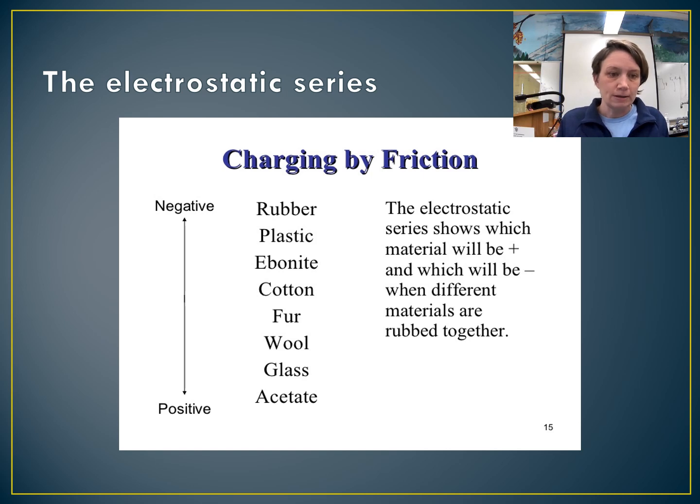So for example, whenever you rub rubber on almost anything, you're going to end up with rubber becoming negative and the other object becoming positive, because rubber really, really likes to grab electrons. On the far end of the spectrum, glass really doesn't care about electrons, and almost anything you rub on glass is going to end up taking the electrons from the glass, and the glass will end up positive. So you can use this little diagram to help you figure out, when you rub two random objects together, which one is going to become negative and which one is going to become positive.